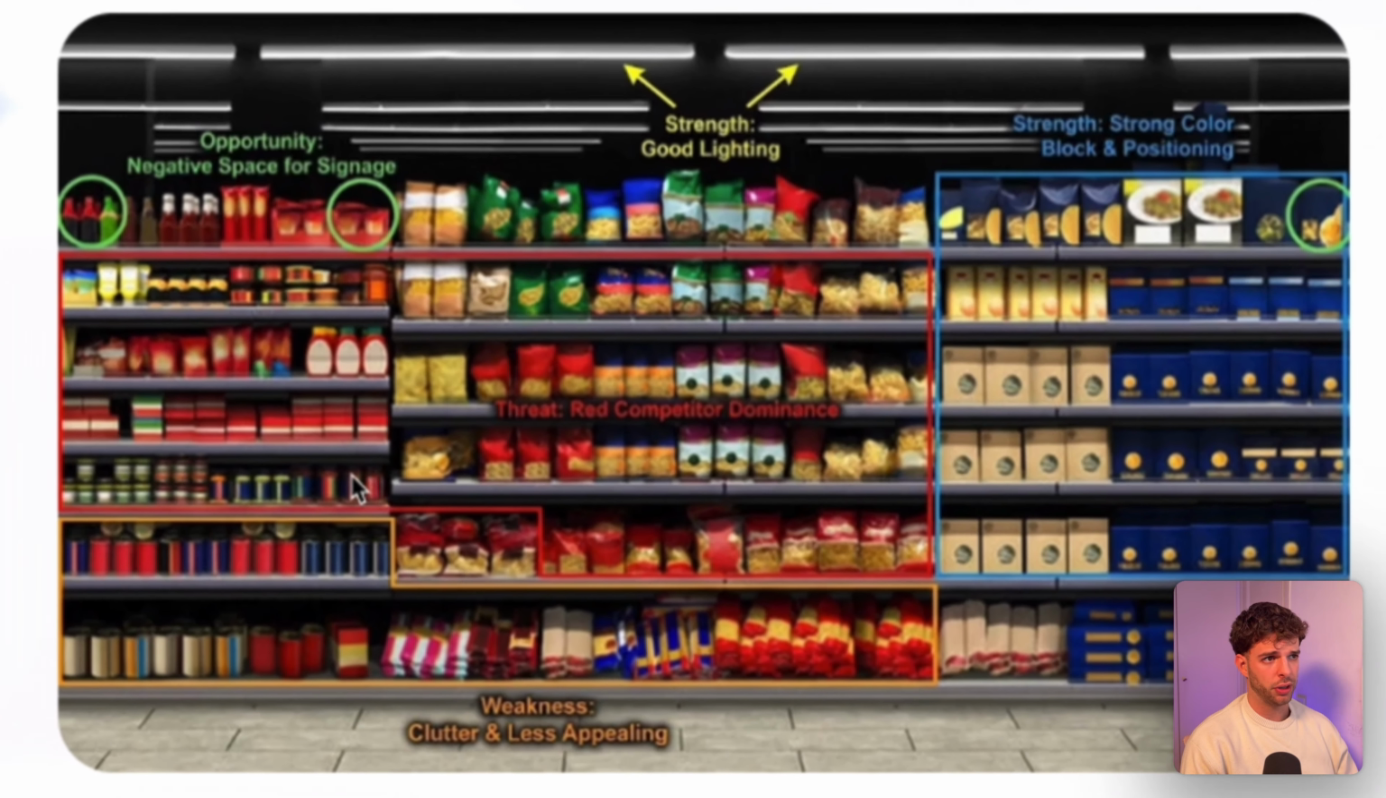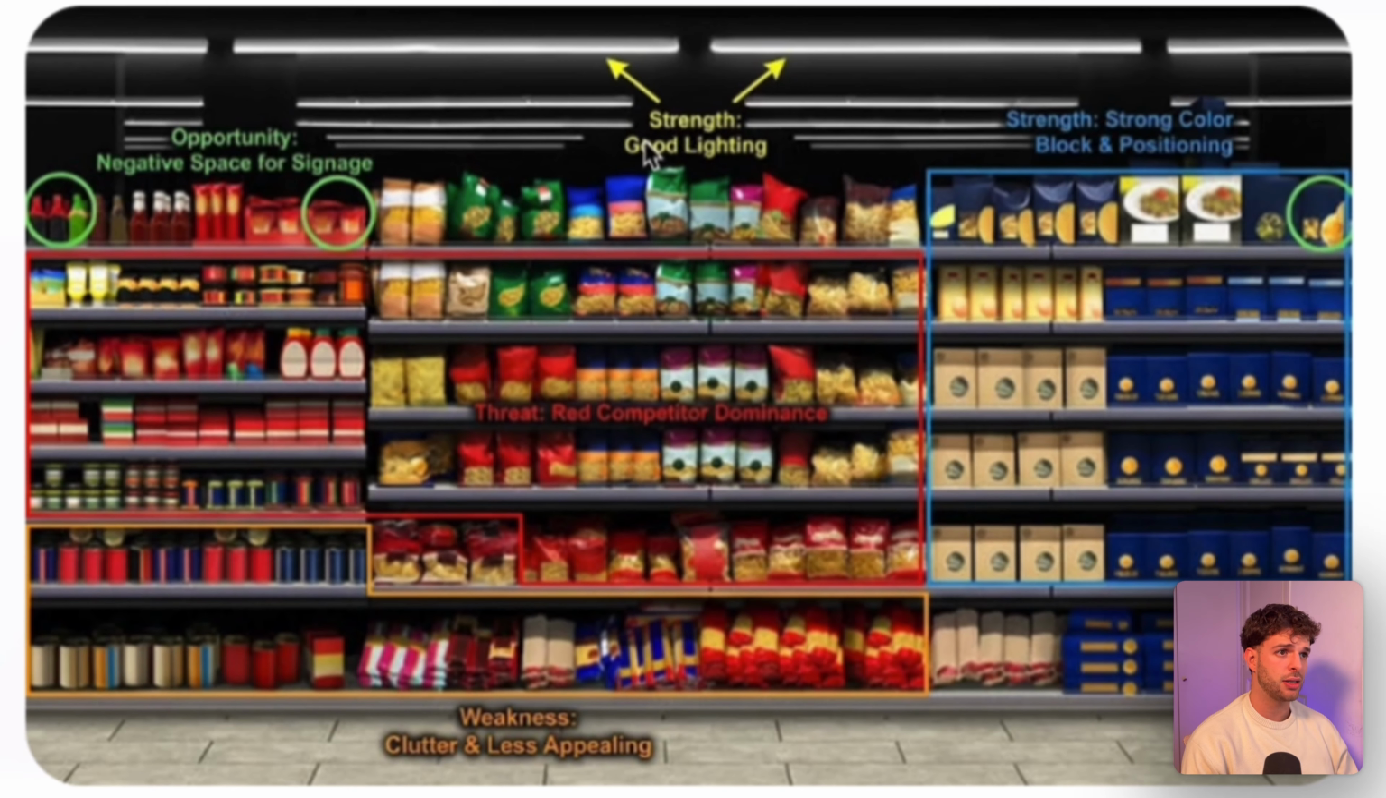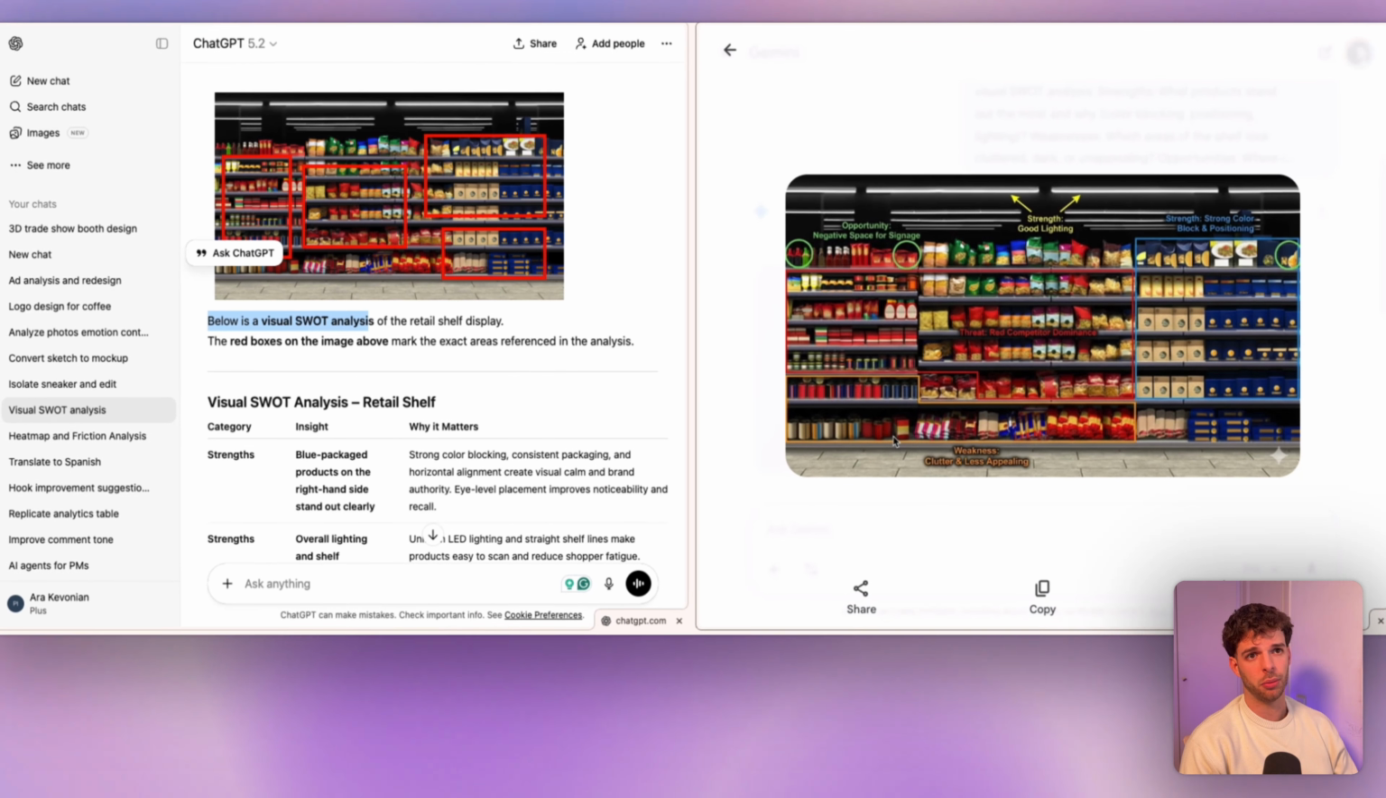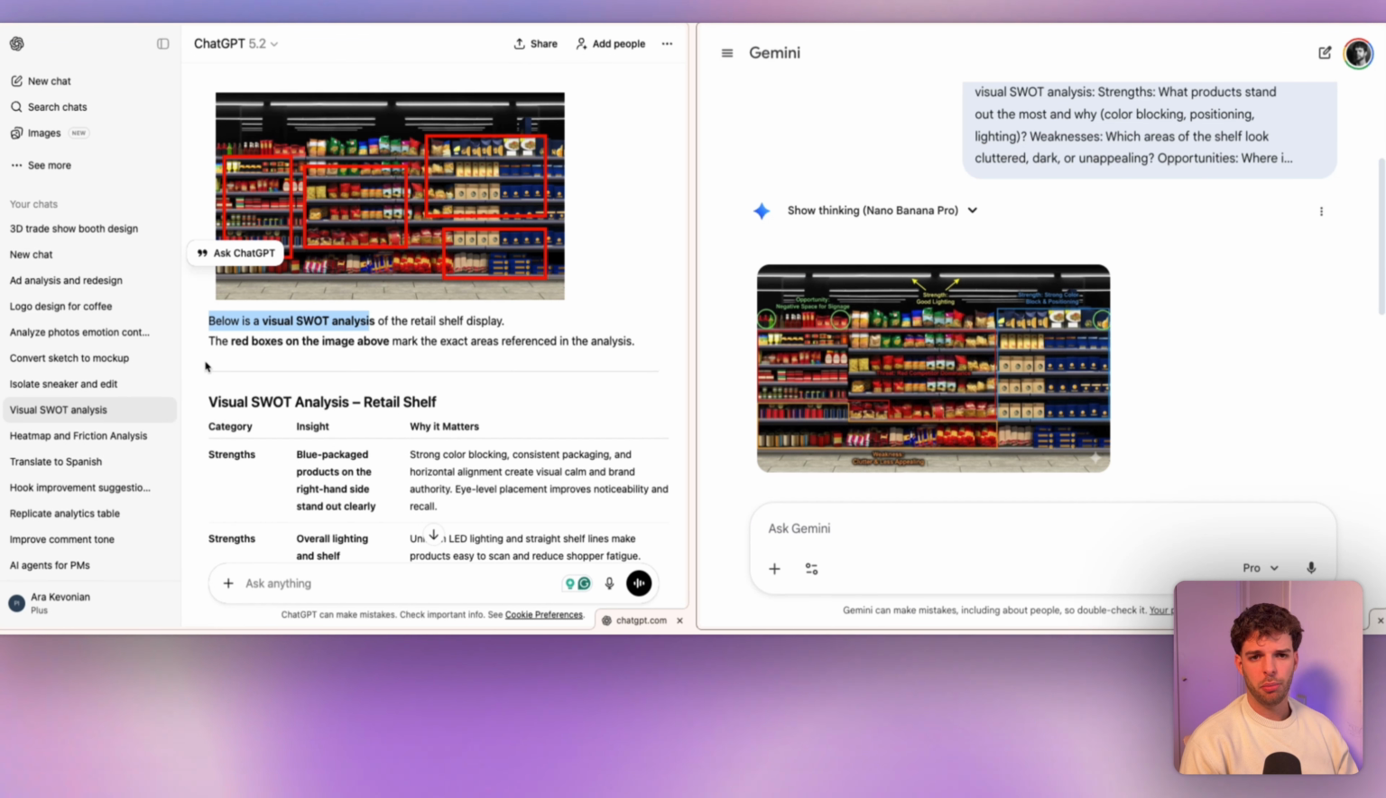It assessed all of the areas which we requested, identified strengths like good lighting and strong color block and positioning, in this area weakness, clutter and less appealing for this specific brand, right? So it did the analysis exactly as requested and put all of the notes, all of the red marks directly on the picture, which is what we were expecting from this specific image model. Even though both performed a good analysis and a task which is actually really useful for a professional in this sector, I would say Gemini followed the instructions better.